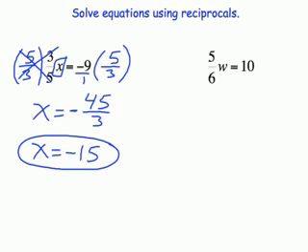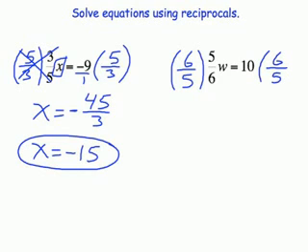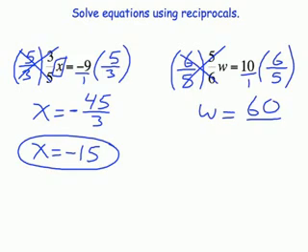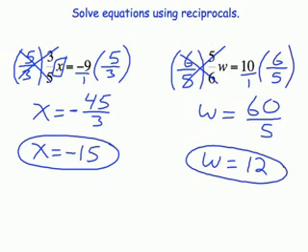For the next equation, we have 5/6 times w equals 10. Again, we're going to multiply both sides by the reciprocal of 5/6, which is 6 over 5. On the left-hand side, 6 fifths times 5/6 equals 1, so we're left with w. On the right-hand side, we have 10 times 6 over 5. 10 times 6 is 60, 1 times 5 is 5, and 60 divided by 5 is 12. So w equals 12.